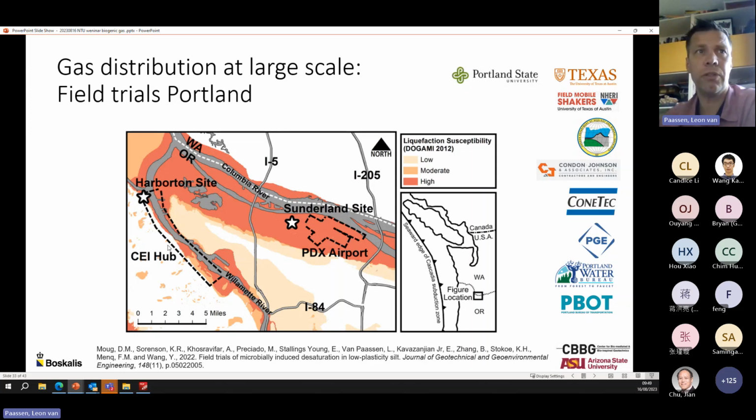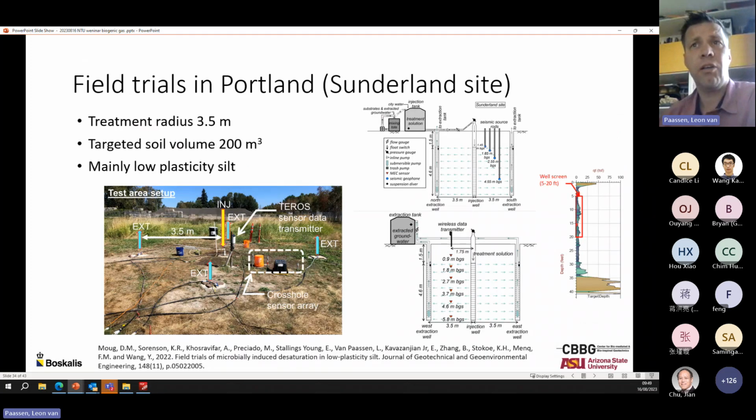all the oil reserves of the state of Oregon will flush into the river and cause a huge environmental catastrophe, but also a huge logistics and economical catastrophe. And if it would liquefy underneath the airport, well, if the airport would not be functioning in case of an emergency, you have a huge hazard on top of the already big hazard of an earthquake in the area. So with that, we said, okay, let's try and set up a field trial.